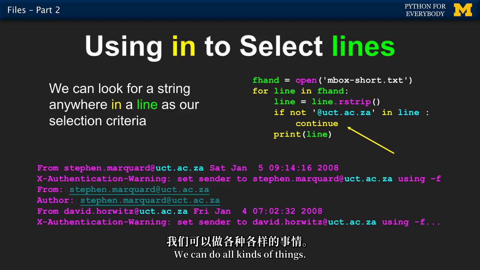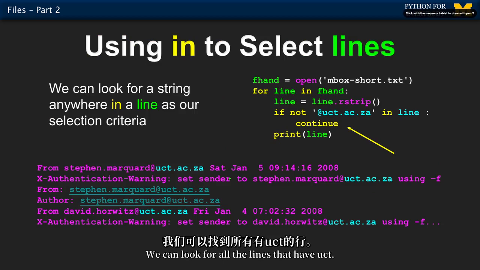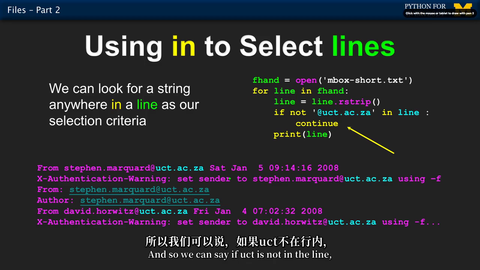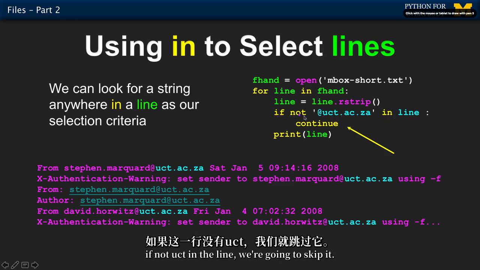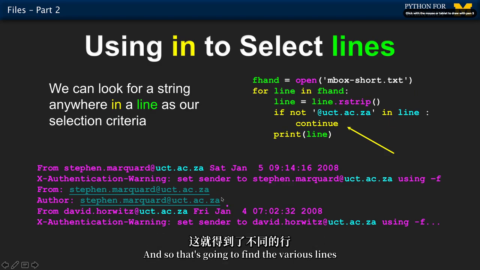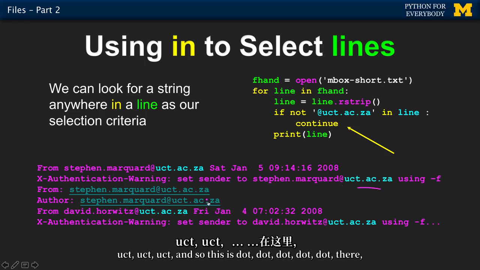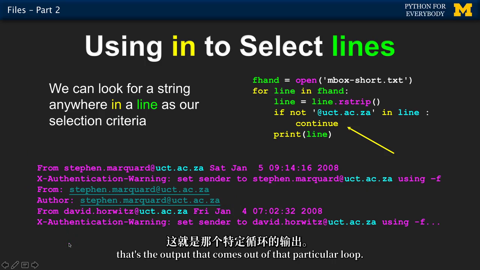We can do all kinds of things. We can look for all the lines that have UCT. We can use in, right? And so we can say, if UCT is not in the line, if not UCT in the line, we're going to skip it. And so that's going to find the various lines that somewhere inside those lines have UCT and print those lines out. UCT, UCT, UCT. And so this is dot, dot, dot, dot, dot there. That's the output that comes out of that particular loop.